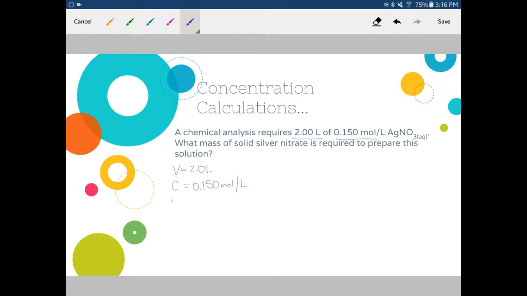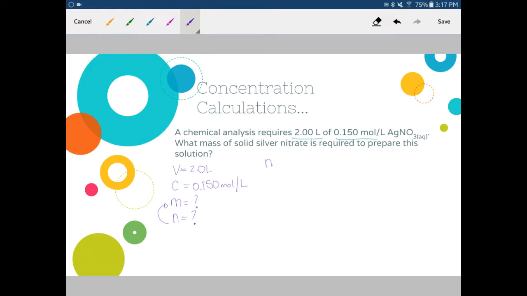And my mass is what I'm looking for. Now, because I have only my formula C equals n over V, I probably need to somehow solve for my moles. Once I solve for my moles, I can potentially use an additional formula to solve for my mass. So let's begin by solving for my moles.